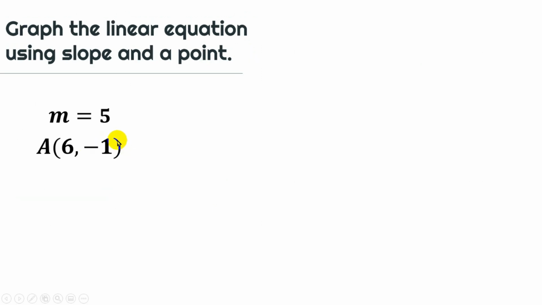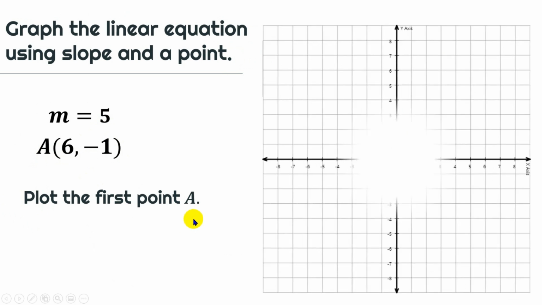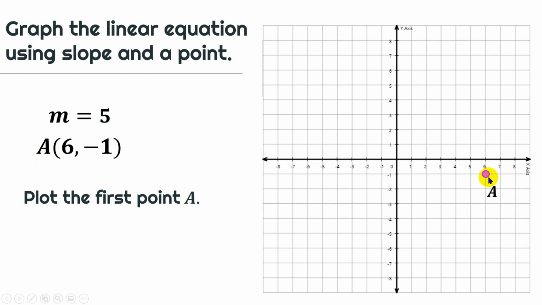The given here is the slope is positive 5 and the first point is (6, -1). So, the first thing we will do is to plot the point. We have 6 and negative 1, so it is in quadrant 4. 6 and negative 1, so this is where they meet. That is where we plot point A.